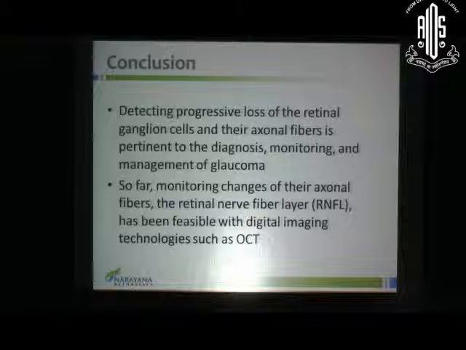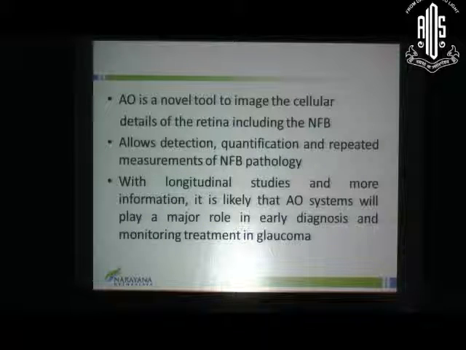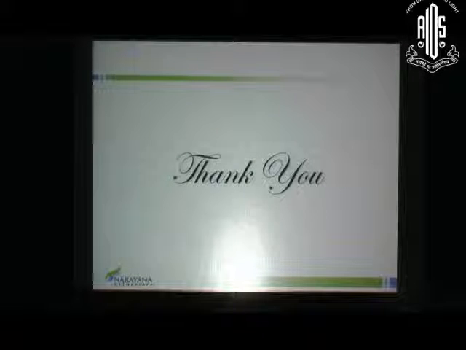I'd like to conclude by saying that detecting progressive loss of the nerve fiber of the retinal ganglion cells and the axonal fibers is pertinent to the diagnosis, monitoring, and management of glaucoma. Monitoring changes of the RNFL so far has been with OCT. With AO, we have a novel tool here that gives us the cellular details, allows detection, quantification and repeated measurements. With longitudinal studies and more information, it's likely that AO systems will play a major role in the early diagnosis and monitoring of glaucoma. Thank you.